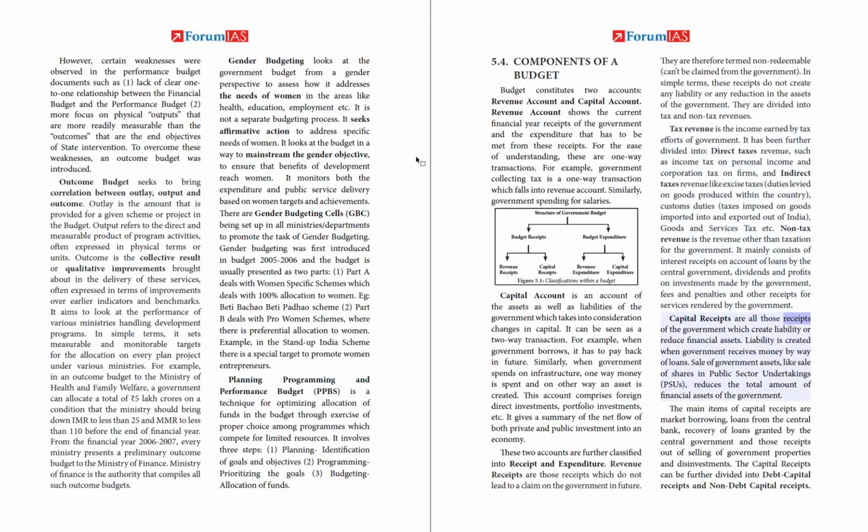Capital receipts are all those receipts of the government which create liability or reduce financial assets. Liability is created when government receives money by way of loans. Sale of government assets, like sale of shares in public sector undertakings, PSUs, reduces the total amount of financial assets of the government. The main items of capital receipts are market borrowing, loans from the central bank, recovery of loans granted by the central government, and those receipts out of selling of government properties and disinvestments. The capital receipts can be further divided into debt capital receipts and non-debt capital receipts.